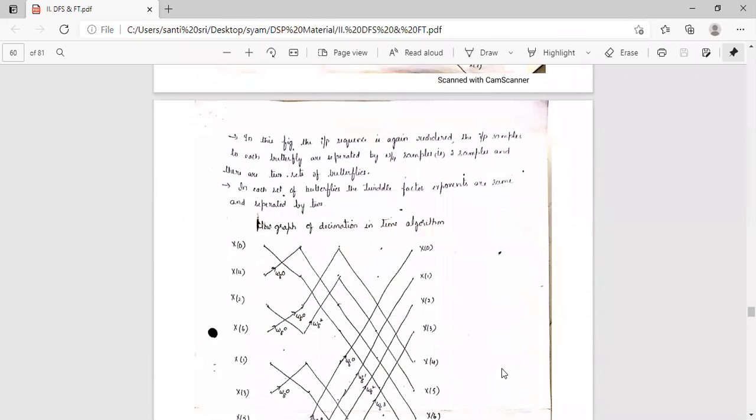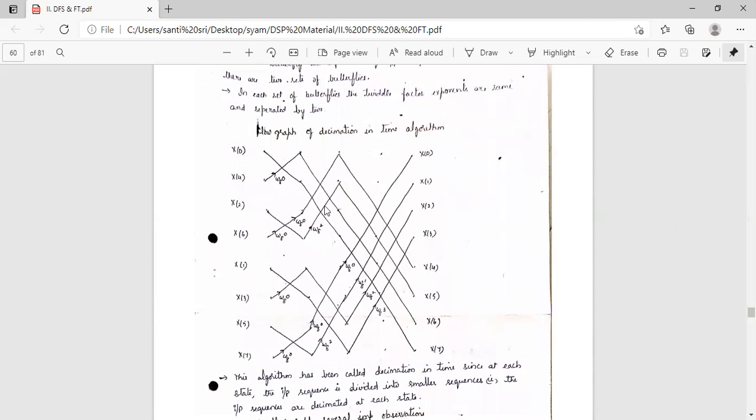Right? So in this figure, the input sequence is again reordered. The input samples in each butterfly are separated by n by 4 samples, that is 2 samples, and there are 2 sets of butterflies. In each set of butterflies, the twiddle factor exponents are the same, and separated by 2. So the flow graph of the decimation in time algorithm is like this. Okay, W8^0, W8^0, W8^0, W8^0. Here W8^0, W8^2, W8^0, W8^2. Now here it is W8^0, W8^1, W8^2, W8^3.